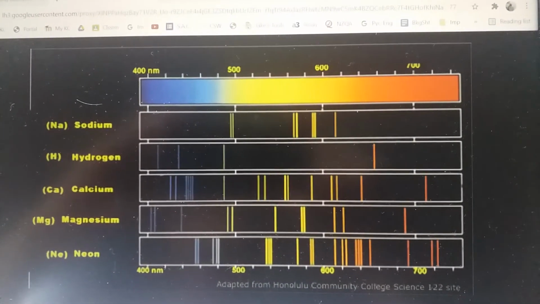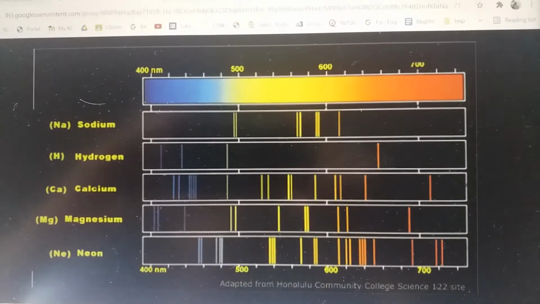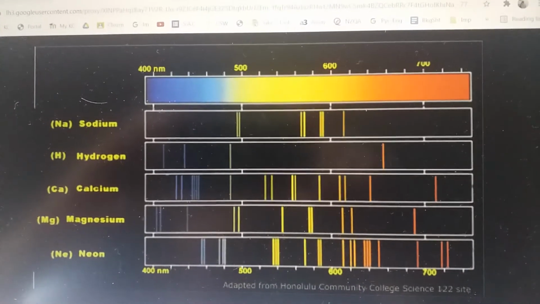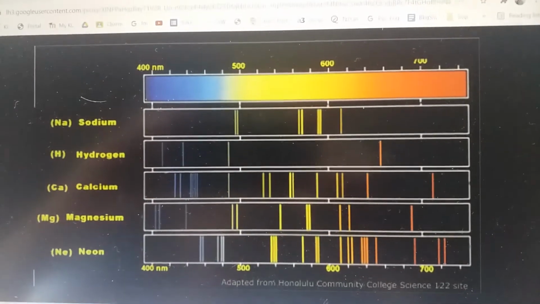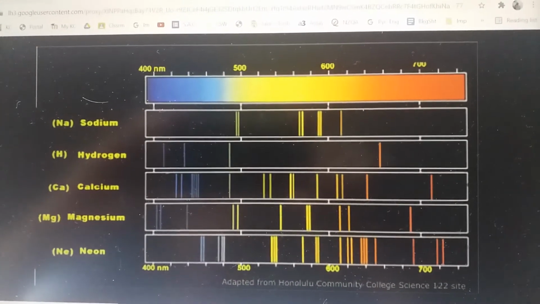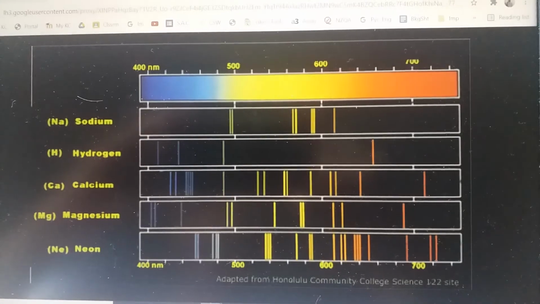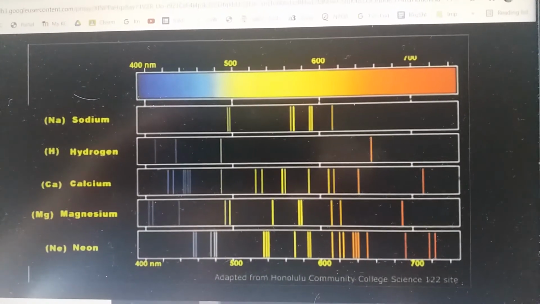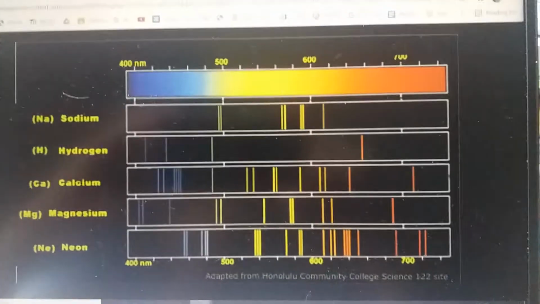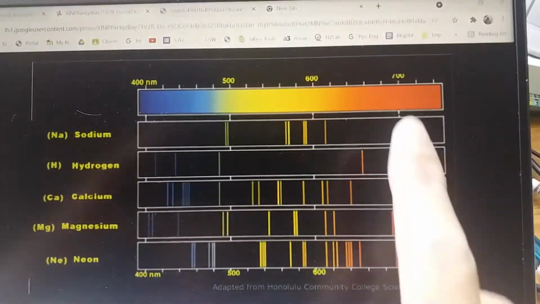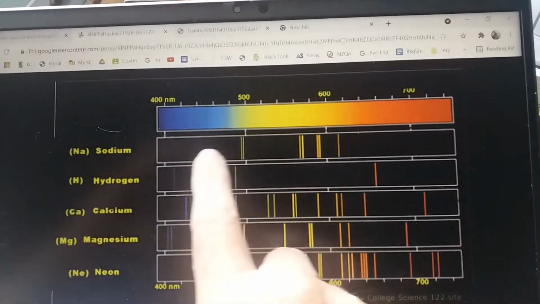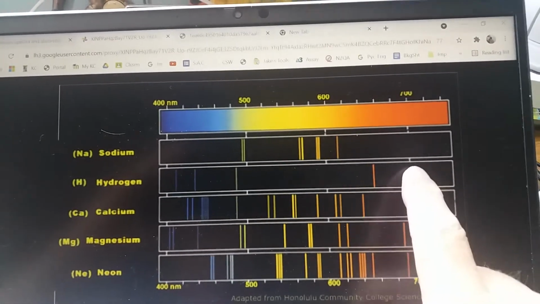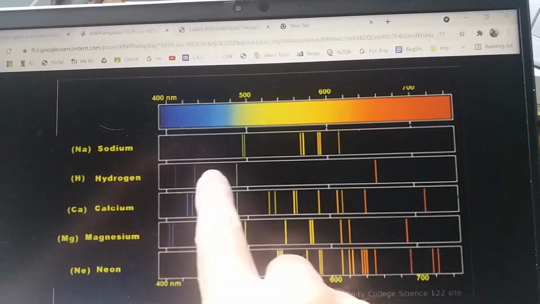If instead of having an incandescent bulb we have a tube that has a single element in it, the colour will be unique. And those little lines are very, very narrow bands of wavelength that that particular atom is creating. So if we have a look, we can see that sodium has got those bands, hydrogen in fact has got those four colours.